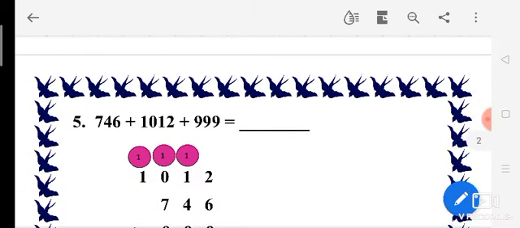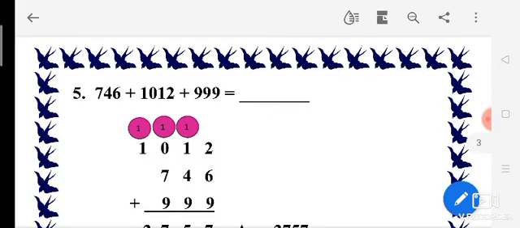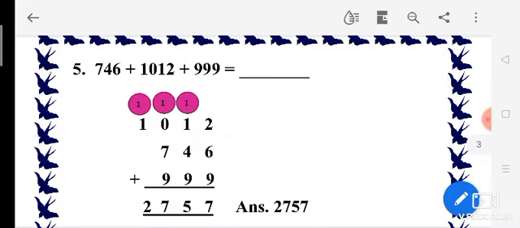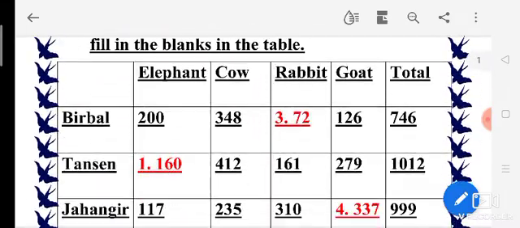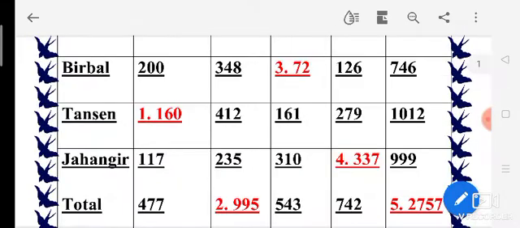Clear, students? Fifth one, again I told you, you have to take the normal total. So total is 9 plus 6, 15 plus 2, 17, 7 down, 1 carry over, 9 plus 1, 10, 11 plus 4, 15, 5 down, 1 carry over, 7 plus 1, 10, 10 plus 7, 17, 1 carry, and 1 plus 1 is 2. So 2757 will be the total. Okay, students? So like this we will solve this A part. I hope it is clear.